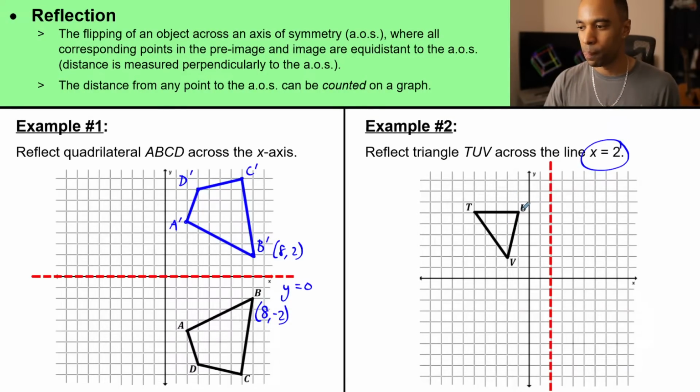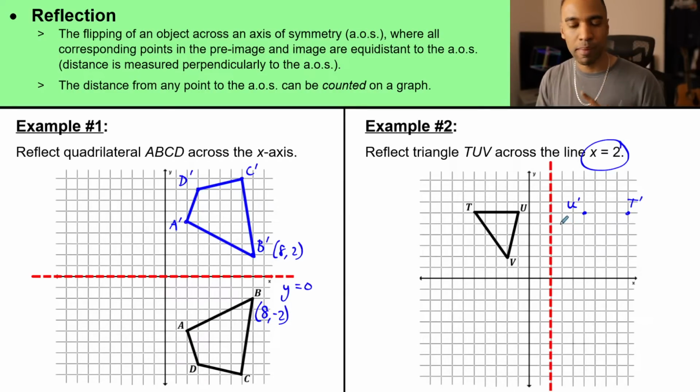Let's start with u. It's 1, 2, 3 units away to the right. So I'm going to go another 1, 2, 3 units away right here. This is u prime. T is 1, 2, 3, 4, 5, 6, 7 units away. So we'll go 1, 2, 3, 4, 5, 6, 7 units away right here. That's T prime. And of course, V, here's where you don't want to mess up.